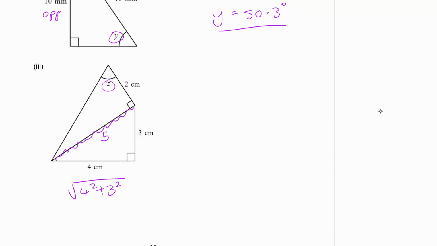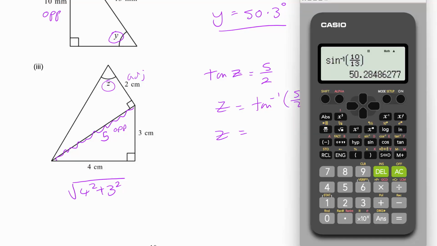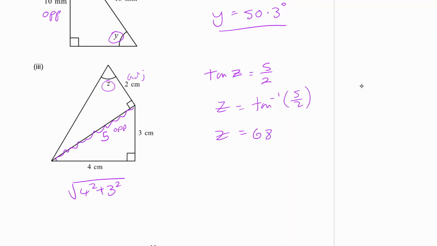And then if we look at the angle z, this one is the opposite, this one is the adjacent, so we're using the tangent. So tan z is equal to the opposite divided by the adjacent. So z would be the inverse tangent of 5 over 2. So we have got the inverse tangent of 5 over 2. Gives me 68.2 degrees.